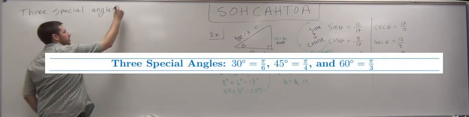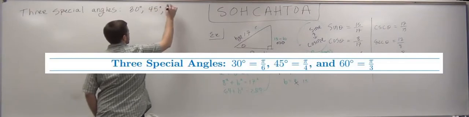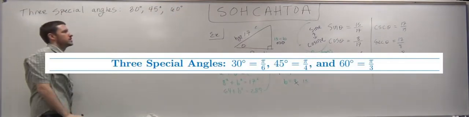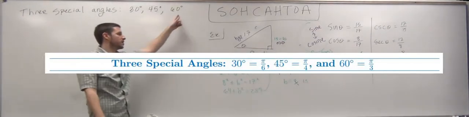The 3 special angles are 30 degrees, 45 degrees if I'm going in order, and 60 degrees. That's in degrees. What do these correspond to? What are the radian measures here?